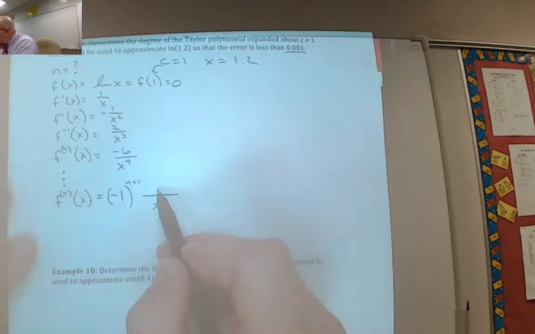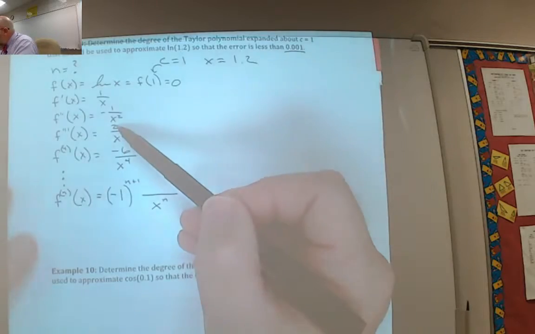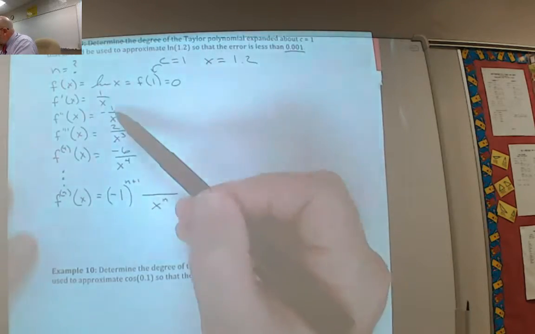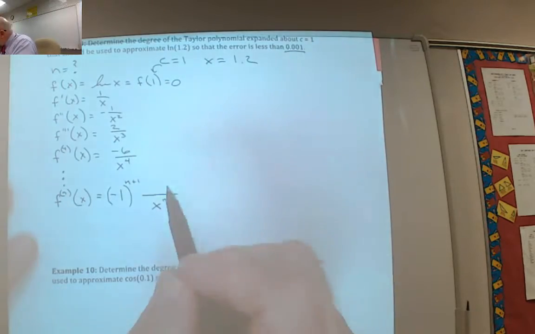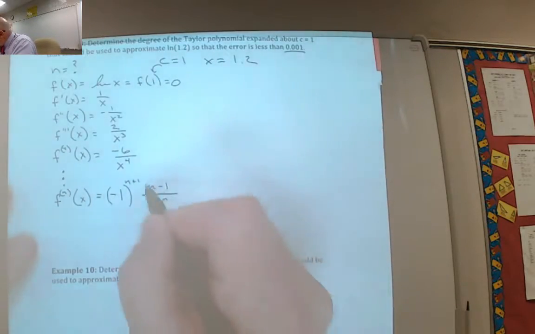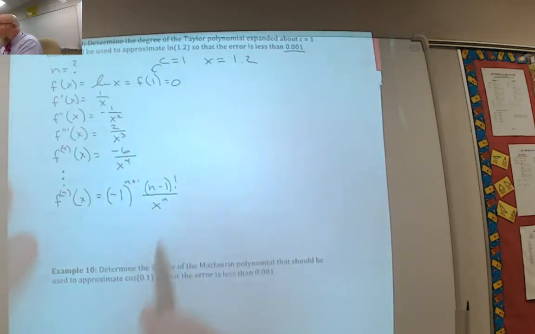What's this? It started out as 1, then went to 2, then went to negative. Started at negative 1, then went to 2. What? N factorial, or n minus 1 factorial? N minus 1 factorial. Because this is 3 factorial, isn't it? Right? Okay. Does everybody see that?